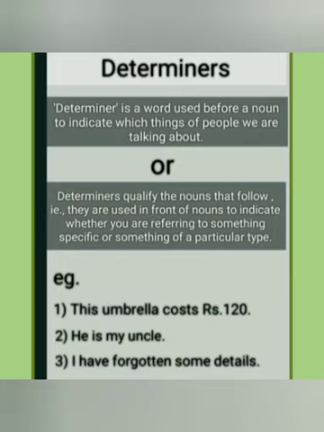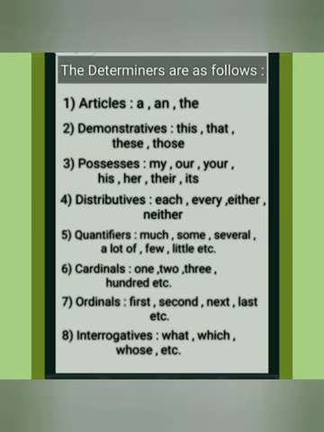Now let's understand the types of determiners. There are total 8 types of determiners. First is articles. We all know articles are a and the. Second, demonstratives, this, that, these, those. Third, possessives, my, our, your, his, her, their, its. Fourth, distributives, each, every, either, neither.